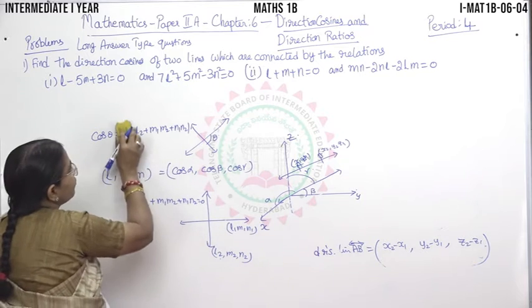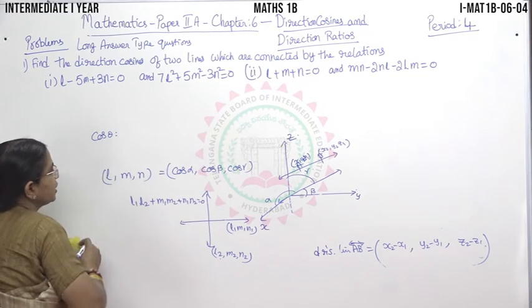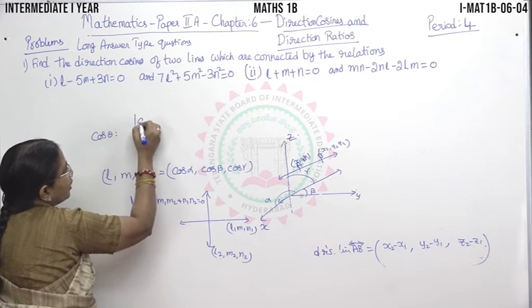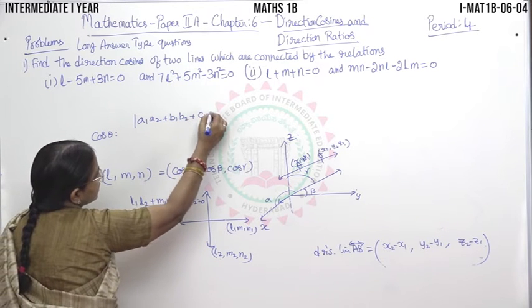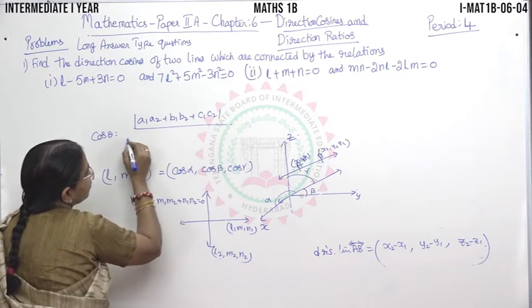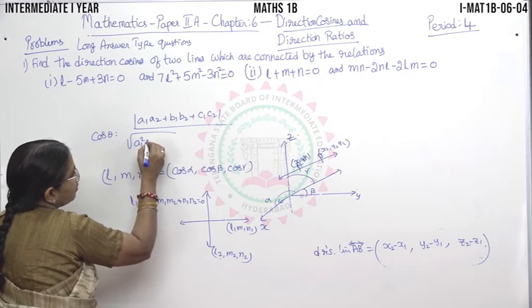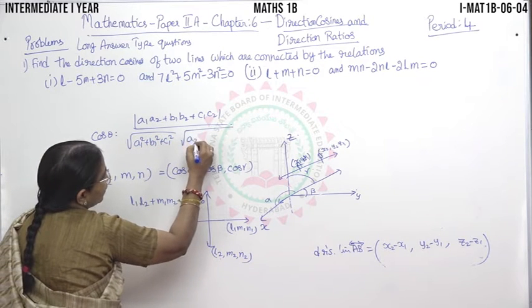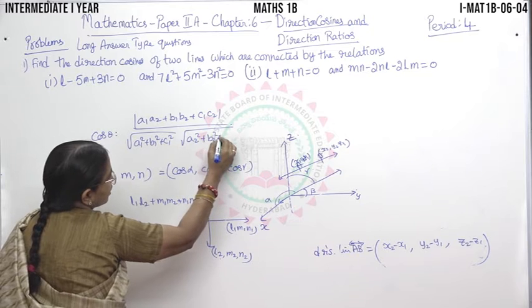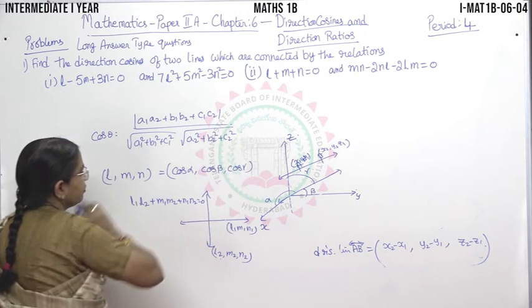Now the cos theta formula is given by mod of a1 a2 plus b1 b2 plus c1 c2 divided by root of a1 square plus b1 square plus c1 square into root of a2 square plus b2 square plus c2 square. This is the formula.